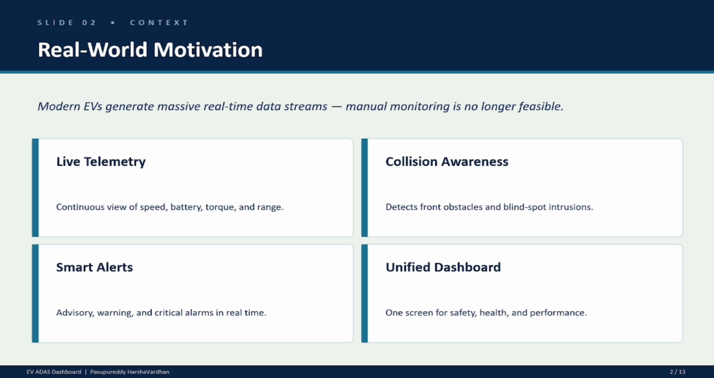Modern electric vehicles generate a large amount of real-time data, making it difficult to monitor everything manually. Our solution is an EV ADAS dashboard that displays vehicle parameters, detects collisions and blind spots, generates alerts, and provides a live dashboard for better safety and monitoring.